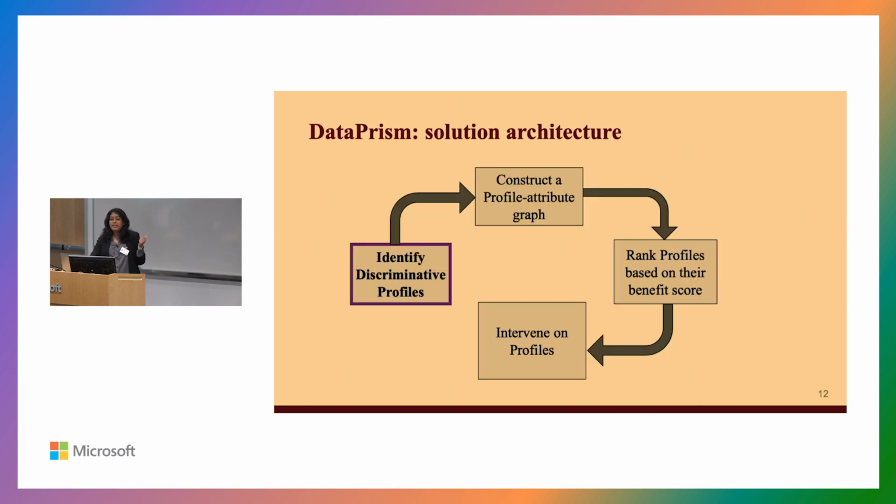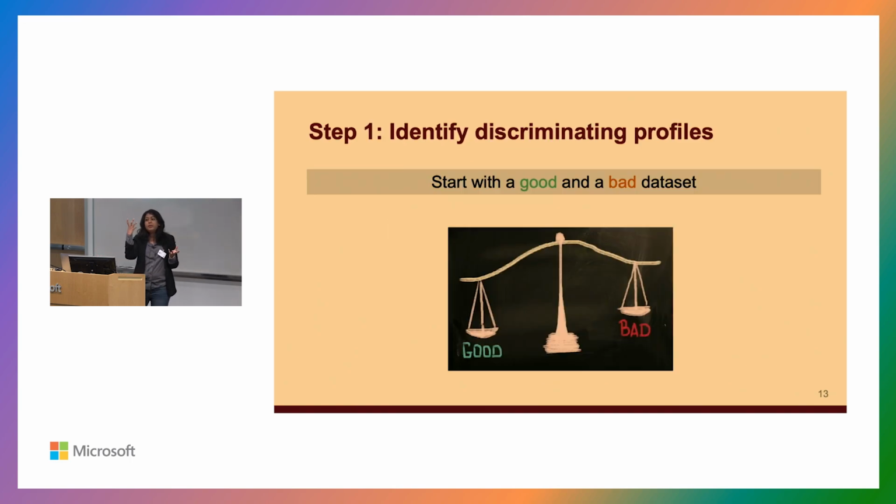Given these are the units of data profile, how does DataPrism work? At a very high level, it has 4 steps. I will just touch upon the ideas, I will not drill down. The first step is to find some discriminative profiles. Before even doing that, we need a good data set and a bad data set. Good means that for this data set, the system doesn't malfunction. For the bad data set, the system malfunctions. So we need a pair of them.